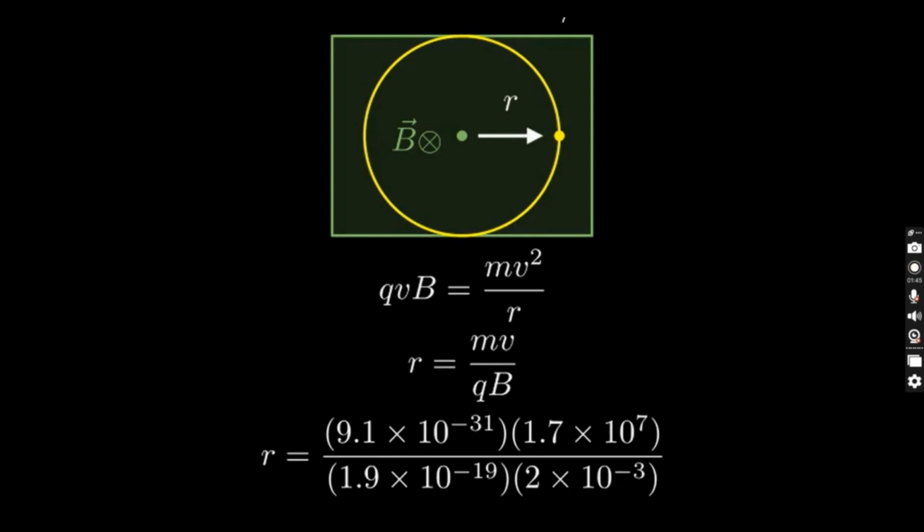So to summarize, first we found the electron velocity when the beam was undeviated, and then we used that velocity to find the radius of the circular path when only the magnetic field was present.